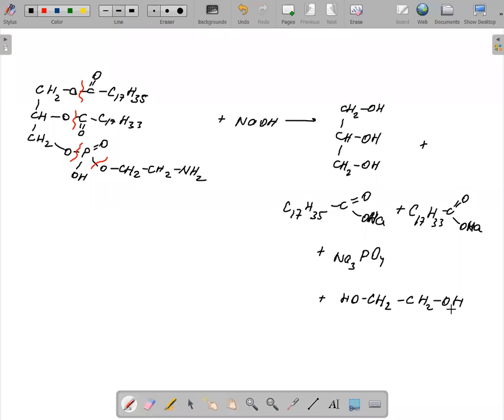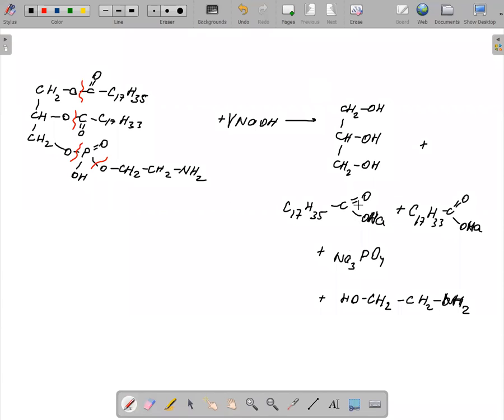Oh, sorry, it's NH2 here. Of course, it's cholamine. Cholamine will stay as it is because neither NH2 nor OH can react with sodium hydroxide. Of course, we have to balance the reaction. So it's not a problem to write the reaction of hydrolysis. Just bear in mind that compounds that can react with a base will form corresponding salts.